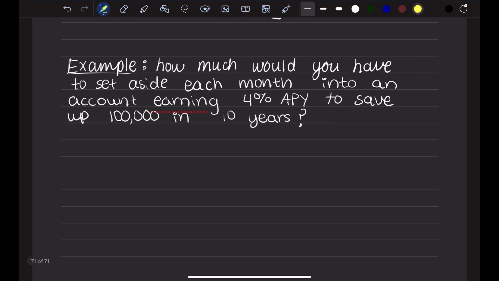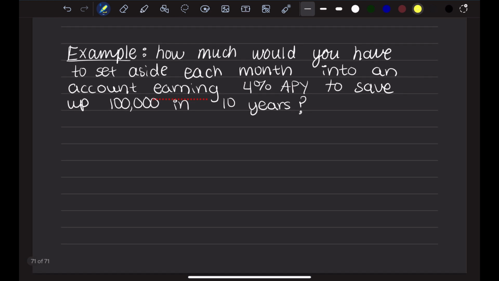So here we have an example. We're trying to figure out how much we would have to set aside each month into an account earning 4% APY to save up $100,000 in 10 years. So we're trying to figure out the amount that we need to deposit each month. So we're trying to figure out this P number.